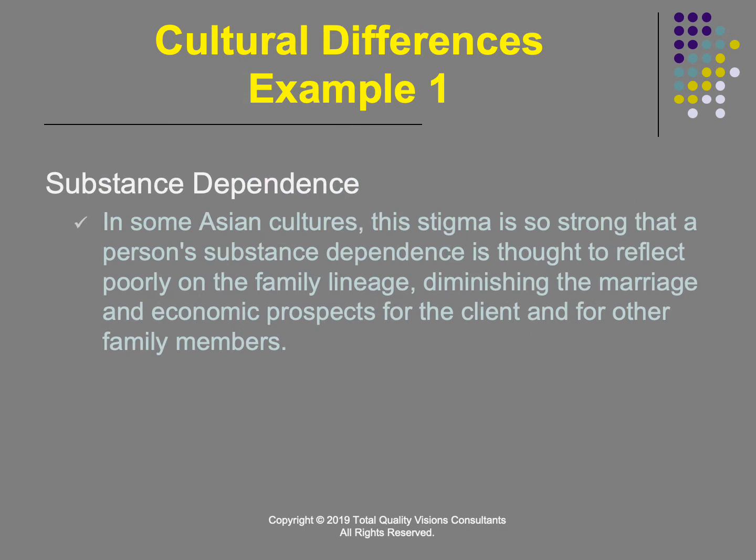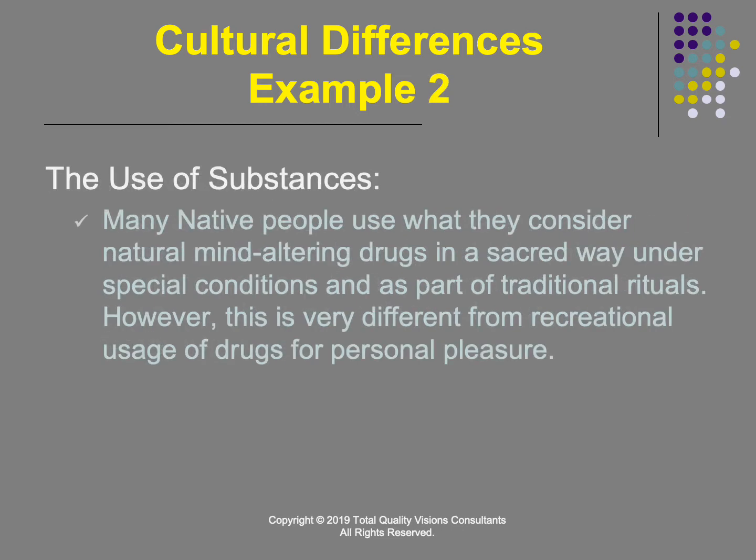Cultural difference, example number 1. Substance dependence. In some Asian cultures, the stigma is so strong that a person's substance dependence is thought of to reflect poorly on the family lineage, diminishing the marriage and economic prospects of the client and for other family members. Cultural difference example 2. The use of substances. Many Native people use what they consider natural mind-altering drugs in a sacred way under special conditions as a part of traditional rituals. However, this is very different from recreational usage of the drugs for personal pleasure.